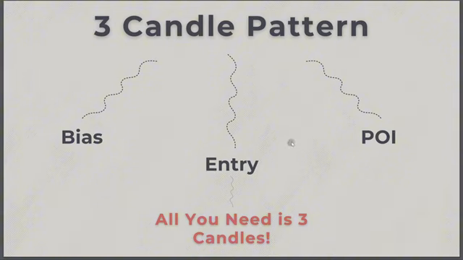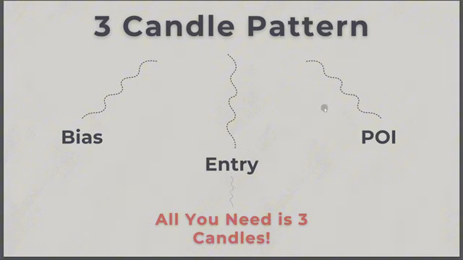Now, how is that possible? How can we find an entry, also a POI at the same time? We're going to be using 2 phases. So the 3 candle pattern could be used to find the POI, and then inside of the POI, we could also look for the entry on the lower time frame. Right, so it's 2 phases, or you could also look at this as 3 phases: bias on a higher time frame, POI on a medium or intermediate time frame, and then an entry on a lower time frame. So this is going to be 3 phases.